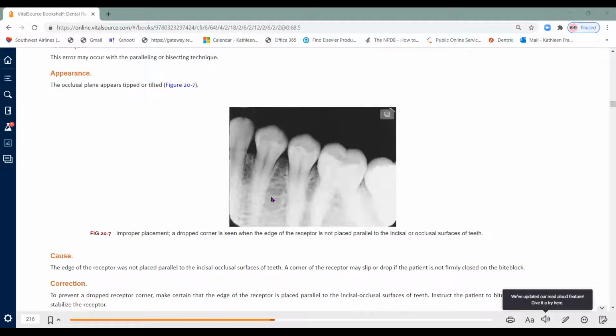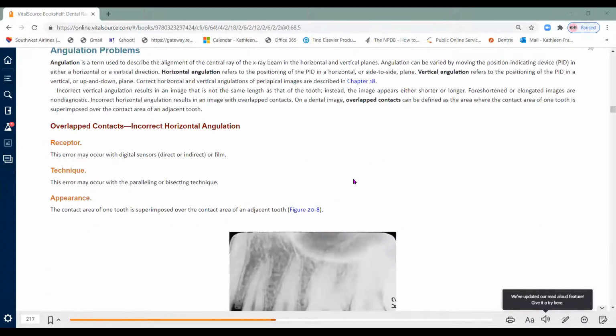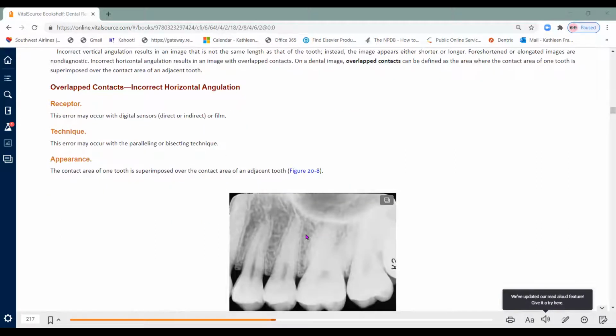Again, this is improperly placed because they don't have their teeth biting together all the way, because this needs to be up here. So the occlusal of the teeth or the incisal edge always has to be up here. So they always have to be biting on it. This is the angulation problems that we talked about.